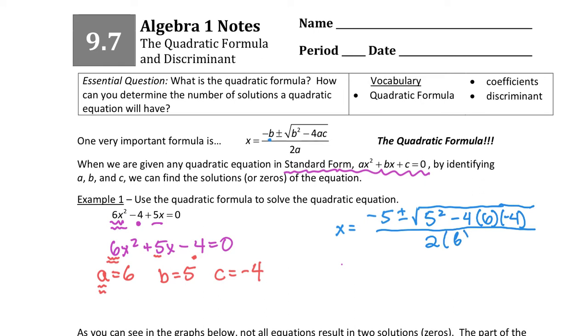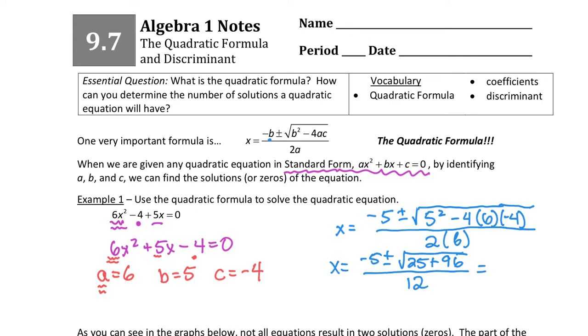Then we have to simplify this. So x is going to equal negative 5 plus or minus the square root of 25, that's 5 squared, minus 4 times 6 times negative 4. A negative times a negative will give us actually a plus here. 6 times 4 is 24, times another 4 is 96. And that's going to be all over 12.